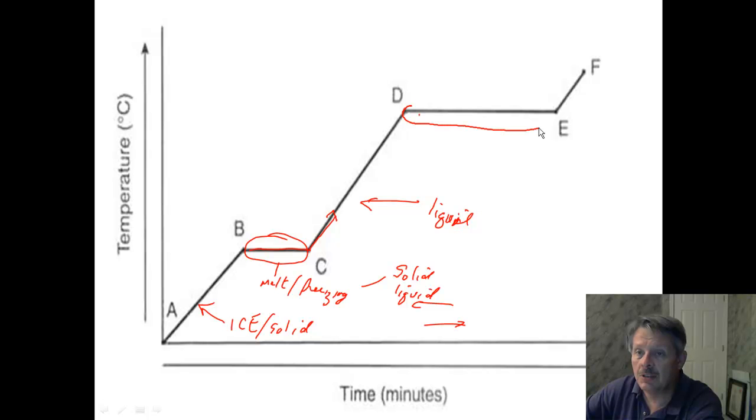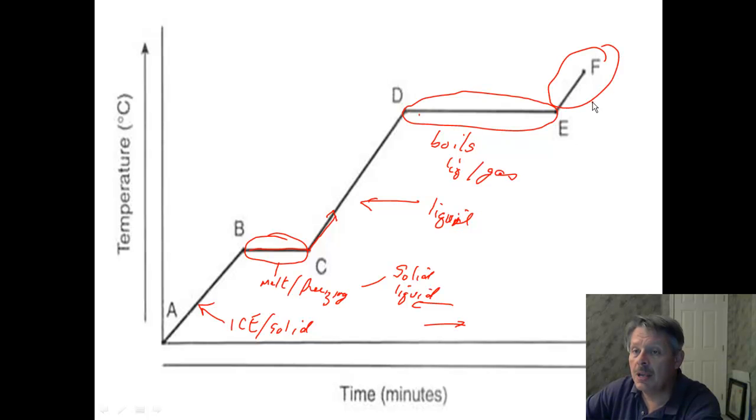At a particular temperature, that water is going to get hot enough to the point where it boils. And when it boils, you are going to see a liquid and a gas present at the same time, until such time as all the water boils off and all you have left is gas. And once you keep heating up that gas, all you have over here is gas and you get superheated steam.